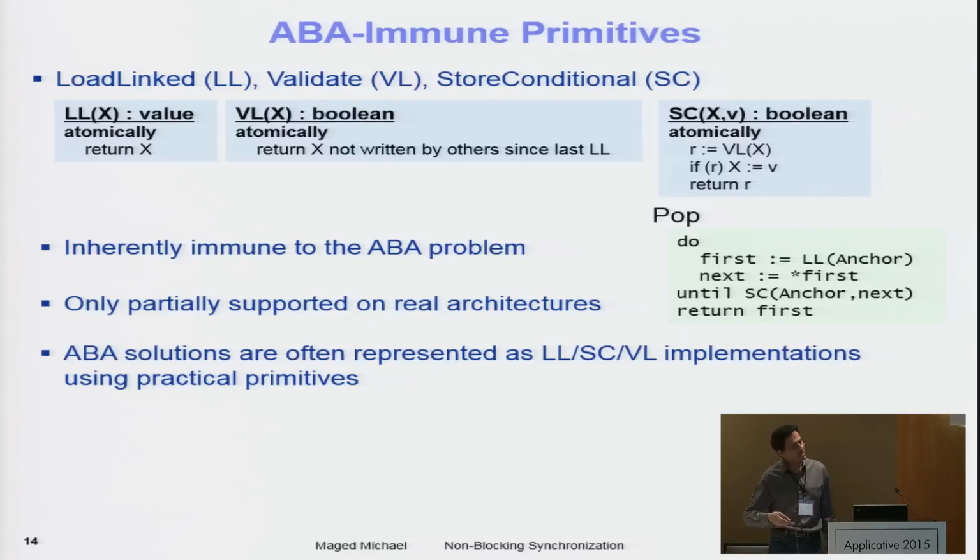So now when we look at this pop operation and compare it to the previous slide, this is correct. It's guaranteed not to have the ABA problem because it's using load linked to read, and later doing the change, the pop, using store conditional. Sometimes in the literature, the ABA solutions are presented as load linked, store conditional, validate implementations, but that's a little bit too strong.